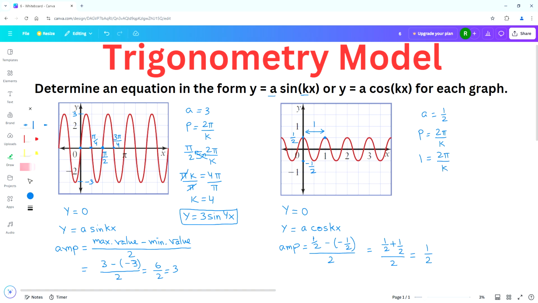Now we can calculate the k value. We should cross multiply the k to the left side. 1 times k is k. So k is equal to 2 pi. Now we can write the equation for the graph. This should be the final answer for the second graph.